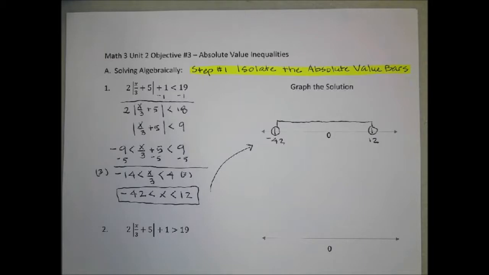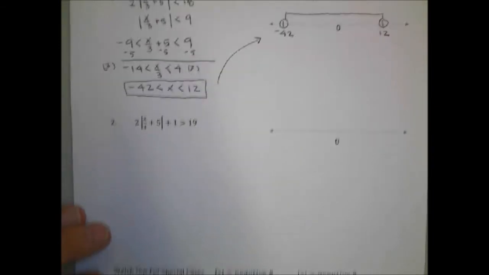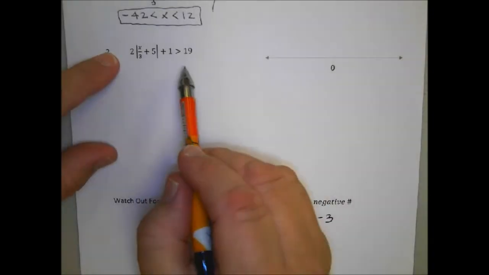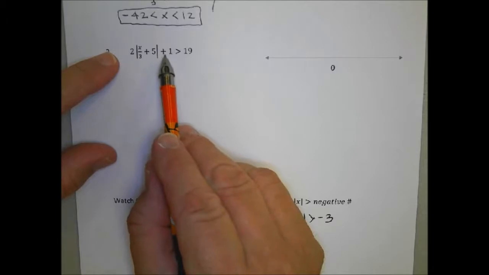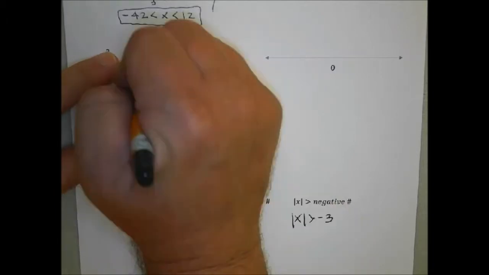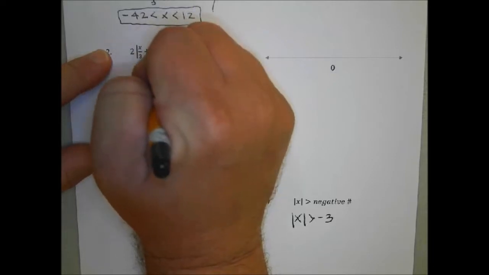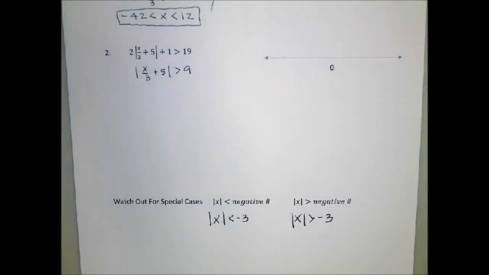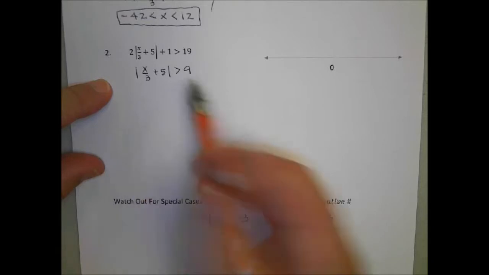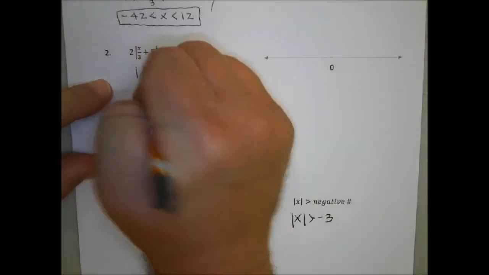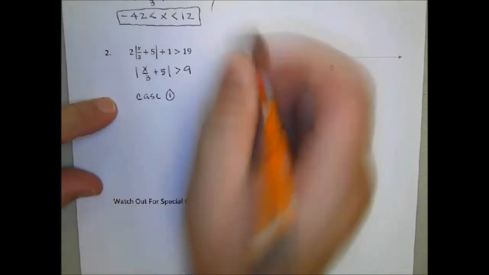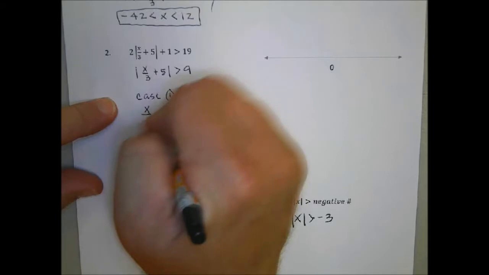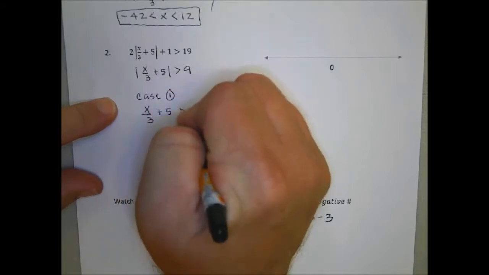Now I've taken the exact same equation in example 2, but I've turned it into a greater than problem. So I'm not going to go through all the steps again to isolate the absolute value bars. They're the same steps. Subtract 1 and you'd have 18. Divide by 2 and you'd have 9. So that would leave us to this position right here, is greater than 9. Now, at this point, we're going to do something a little different since it's a greater than. We're going to do case 1 and case 2, just like we did on objective 2. Case 1 would simply be x over 3 plus 5 is greater than 9.